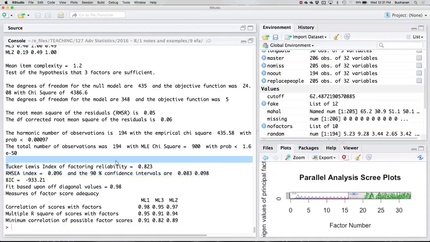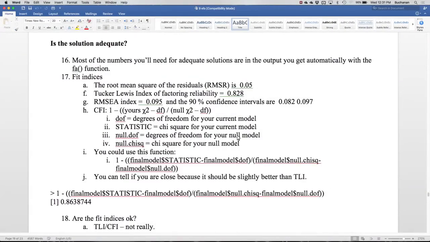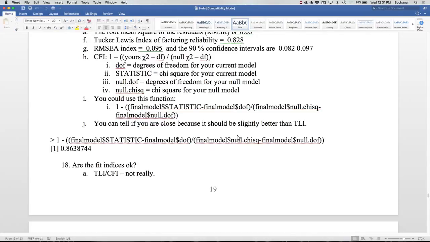And then here's the Tucker-Lewis, or the TLI, and that's not in a good spot, right? So we want that to be 0.9. 0.95 would be better. So 0.82 is kind of crappy. So 2 of our fit indices say it's okay. One of them says, oh God, no, it's bad. What you don't get in the output is CFI. So I've written the code to calculate CFI, so don't edit it, because then you'll get CFIs over 1. If you get a CFI over 1, you've done something wrong. It should be slightly larger than TLI. So at 0.82, it should be just a little bit bigger than that.